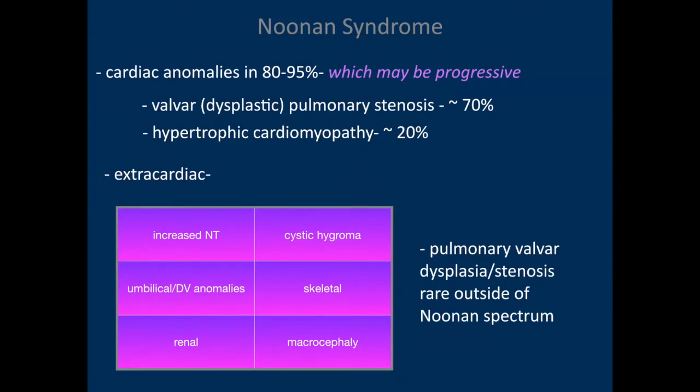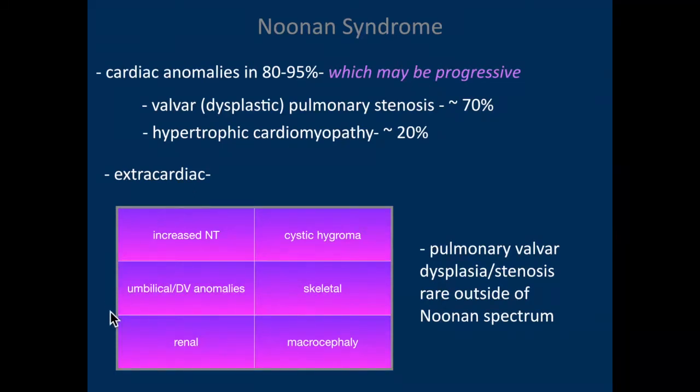Now, cardiac anomalies are common in Noonan syndrome in 80 to 95%. Importantly, they may be progressive. The two things that are seen most frequently are a very typical type of pulmonary stenosis, which is due to a dysplastic valve that's rare outside of Noonan spectrum, which is seen in approximately 70%. And not to forget that these fetuses also may show cardiac hypertrophy or hypertrophic cardiomyopathy.